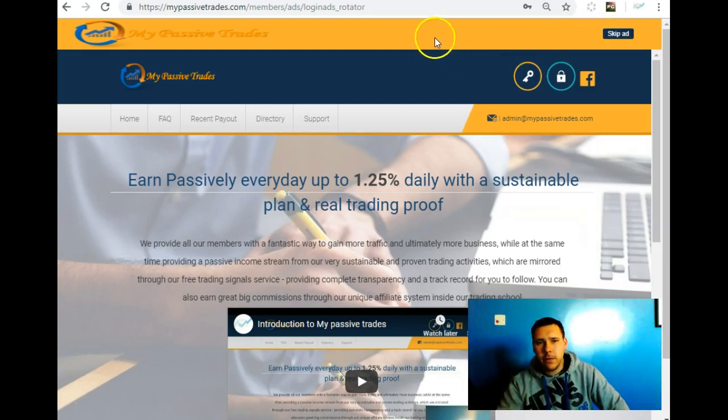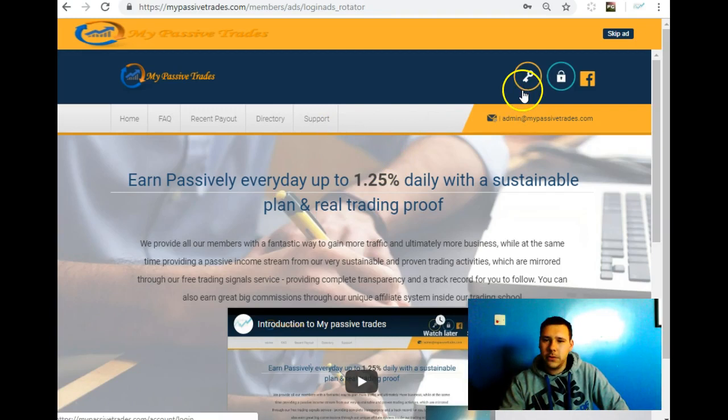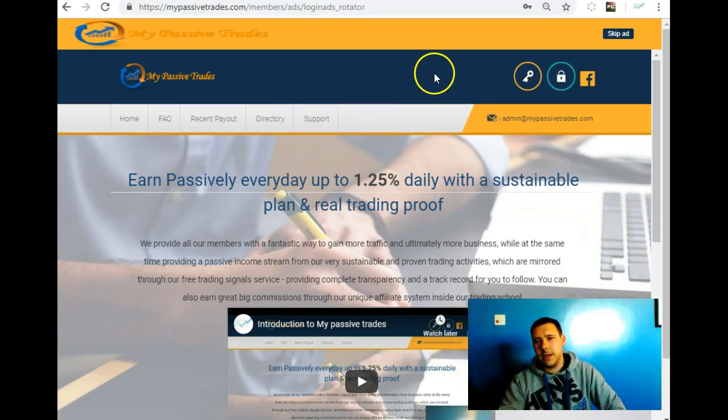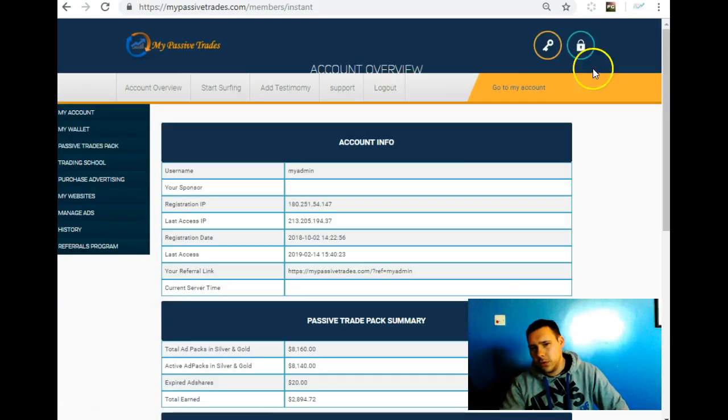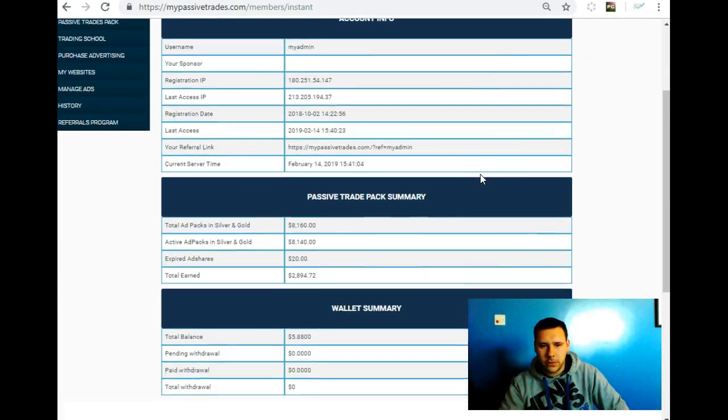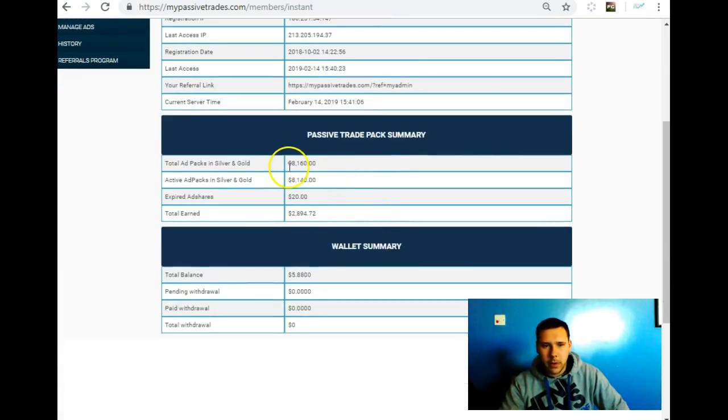A very, very important thing, actually, something of great importance that we've noticed. Make sure that when you come to the site, if you go to a login ad, because some people do put their My Passive Trades link in the login ad, make sure that you skip the ad. Don't try and navigate around the site whilst you're in a login ad, because a lot of the functions will not work. So here we are, we've built up to over $8,000 in packs already.